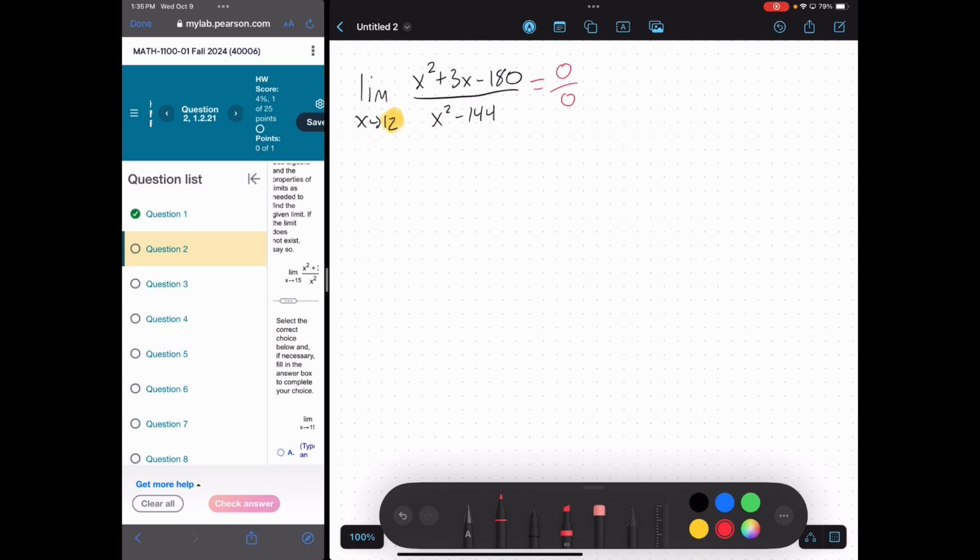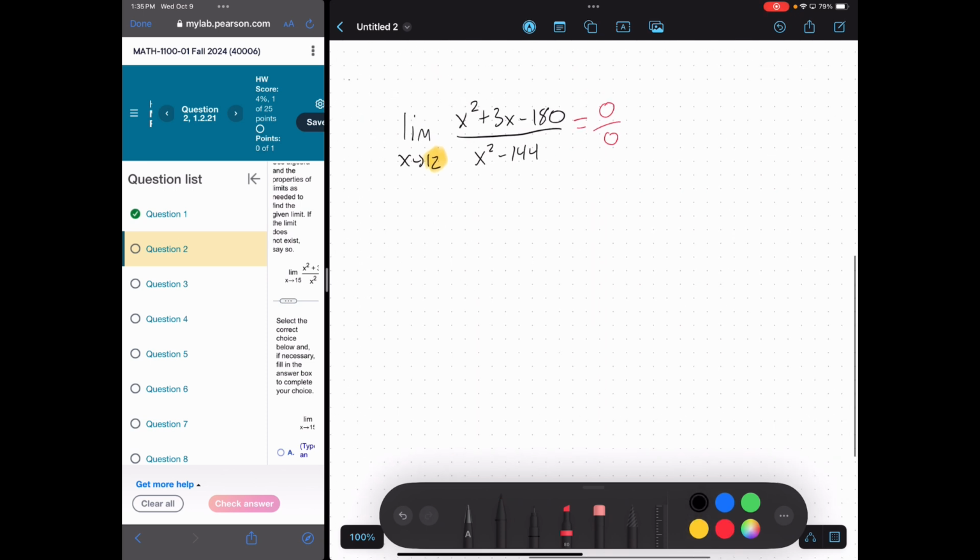So this is my indeterminate result, which means I've got to mess with this some more. I've got to algebraically manipulate it to see if I can break it down and come up with an actual answer. So what's my strategy for this one? Factoring. This one's all about factoring. If I can factor this one, then I should be able to evaluate my limit. By the way, this is number 2.